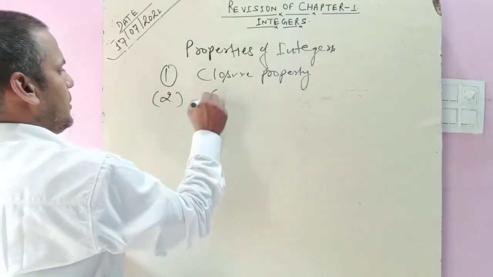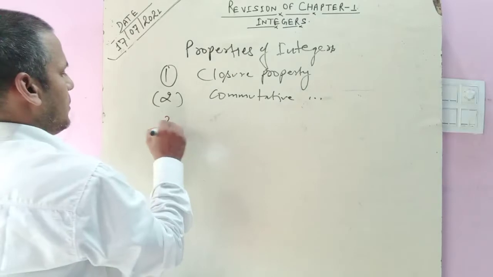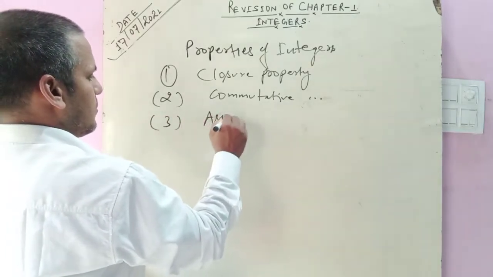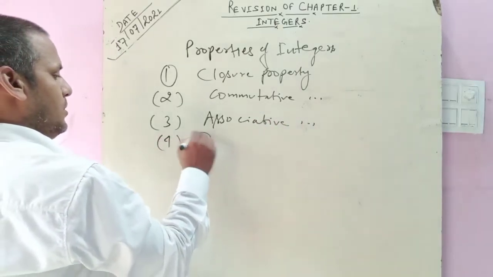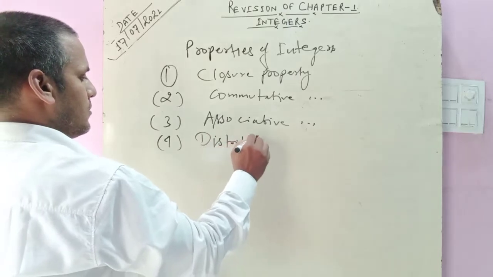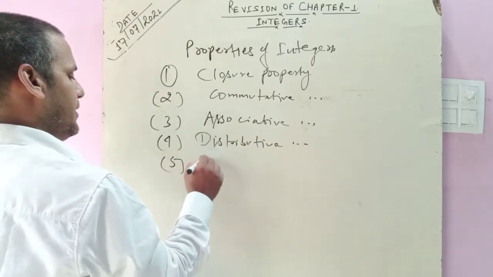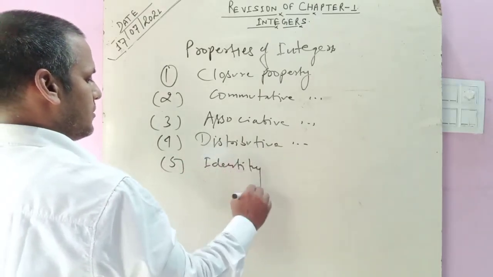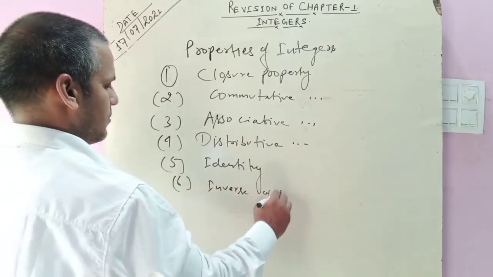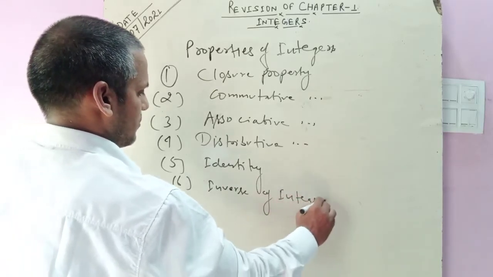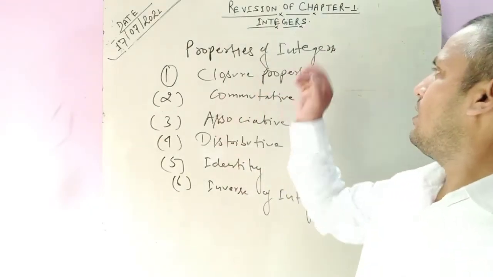The second property is the commutative property. Third is the associative property. Fourth is the distributive property. Fifth is identity. Sixth is inverse. So these are the properties we will discuss within integers.